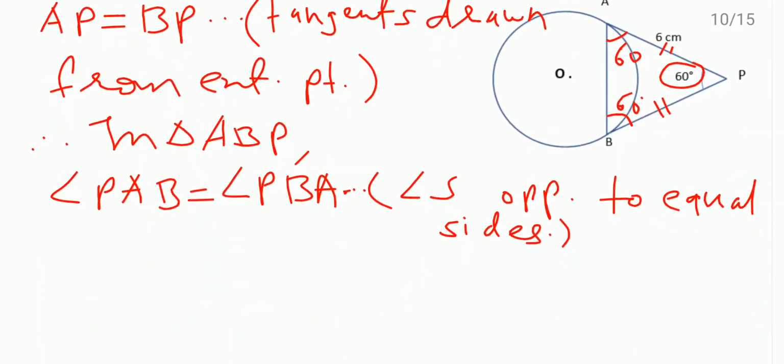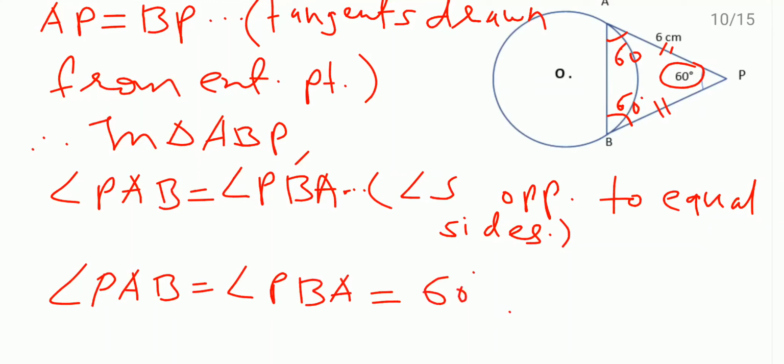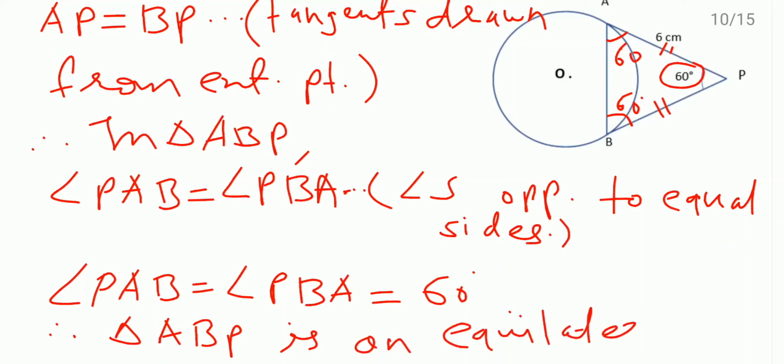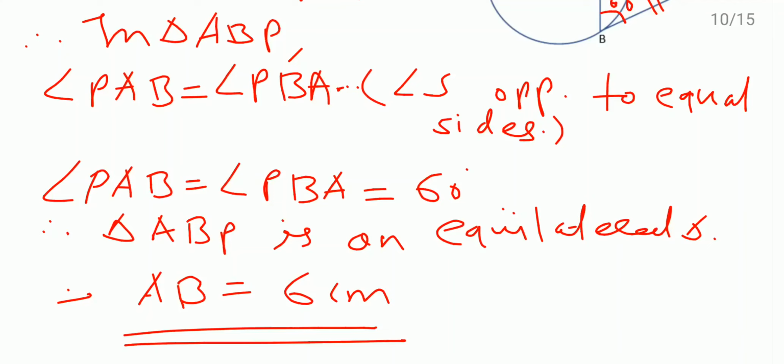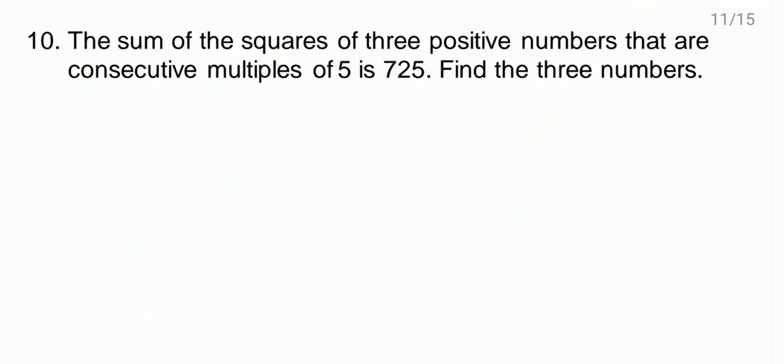Therefore, here this angle PAB is equal to angle PBA, which is equal to 60 degree. Therefore, triangle ABP is an equilateral triangle. As it is an equilateral triangle, all the sides are equal. Therefore, AB is equal to 6 centimeter. Got the answer now? Let us go towards another sum.